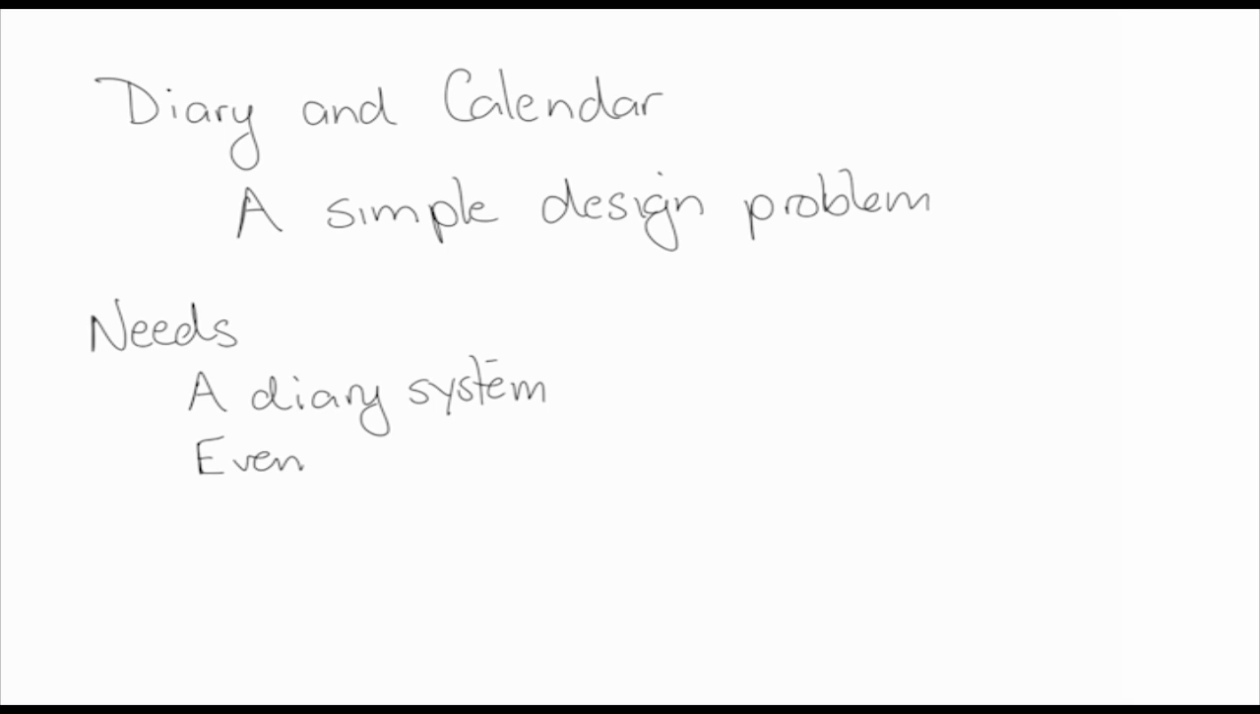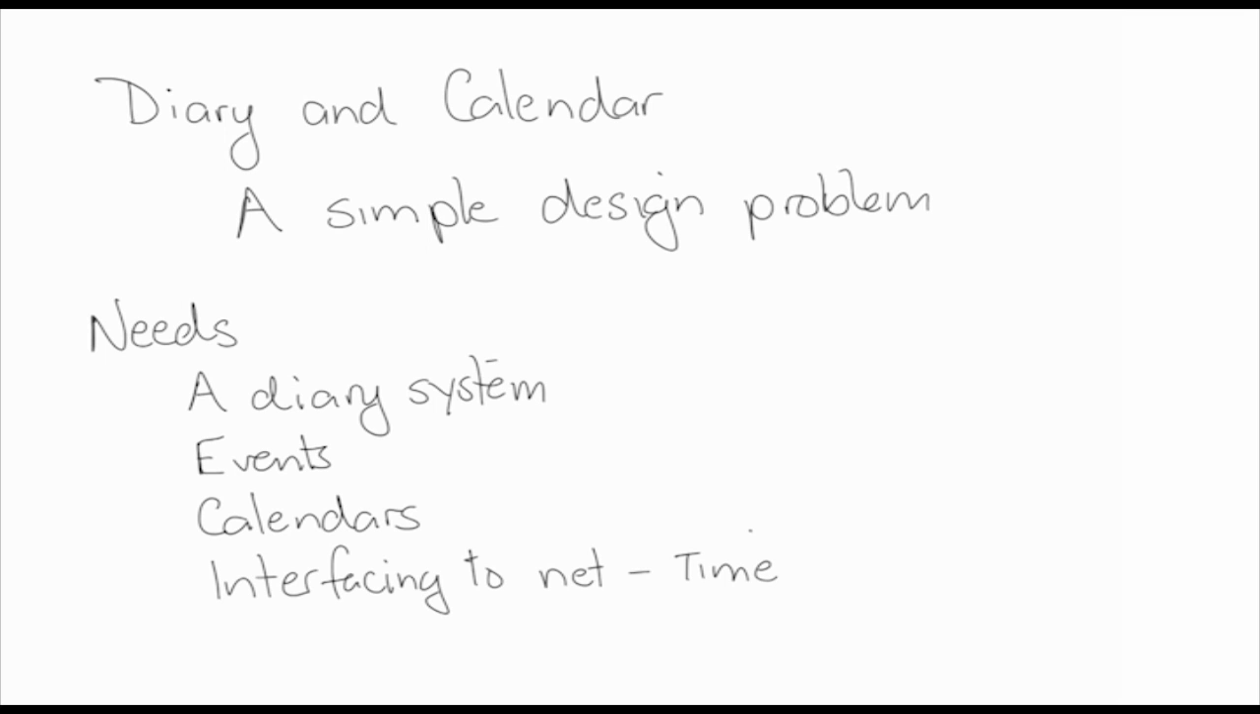The diary system has events, it should have calendars, and it should interface to the internet so that we can actually work out what the current day is and what the current time is. So, what is the design?